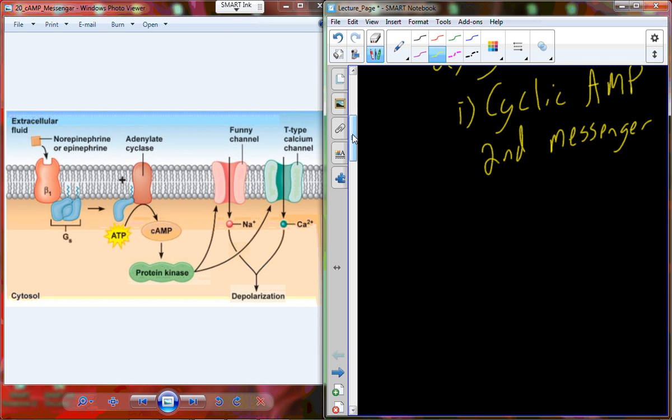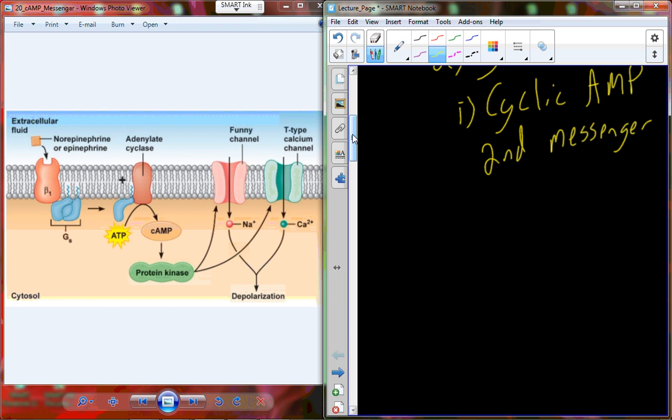The cyclic AMP second messenger system: we have a receptor that is bound up in the membrane that is going to bind a ligand. In this case, the ligand is epinephrine or norepinephrine. The specific receptor here is a beta adrenergic receptor, but that doesn't really matter. The generalized idea, whether it's epinephrine or norepinephrine or other types of hormones that can interact through a cyclic AMP second messenger system, is that the receptor is going to act as a G protein.